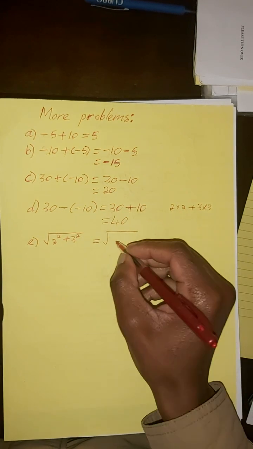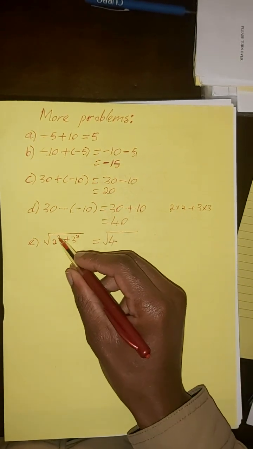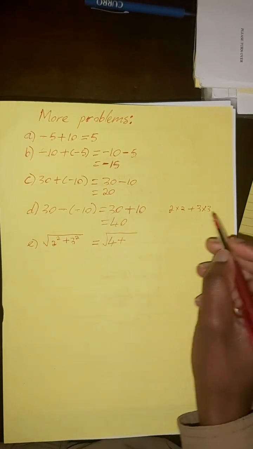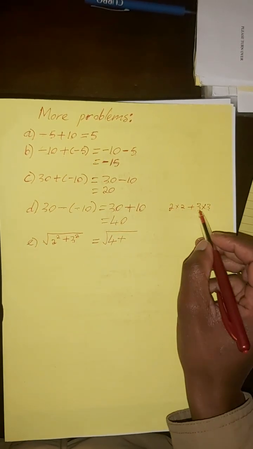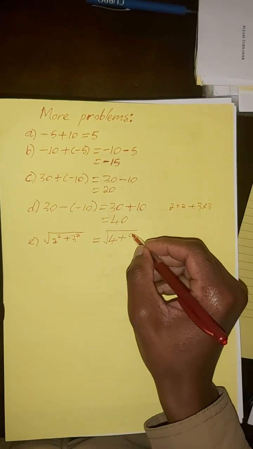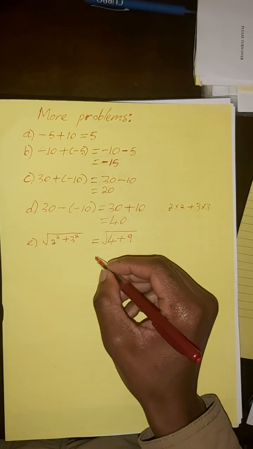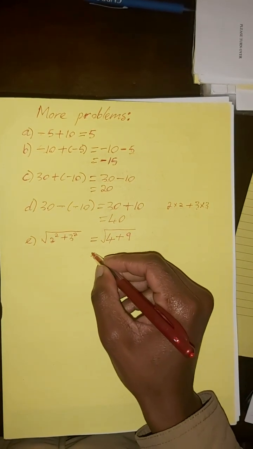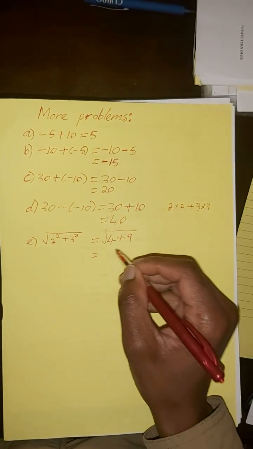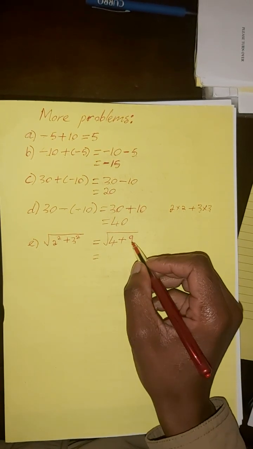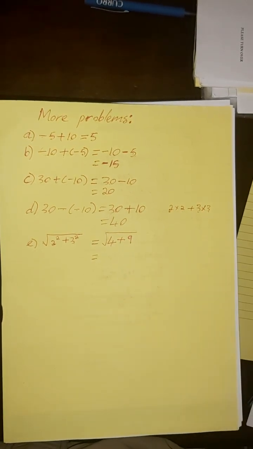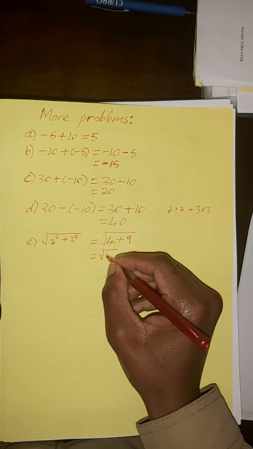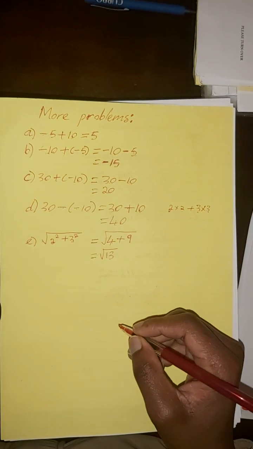So 2 times 2 would give us a 4. That's 2 to the power of 2, which is 2 times 2. Plus 3 to the power of 2 is 3 multiplied by 3. And what is 3 multiplied by 3? It is a 9. Then from there, we would say, what is 4 plus 9? 4 plus 9, guys, would give us a 13.